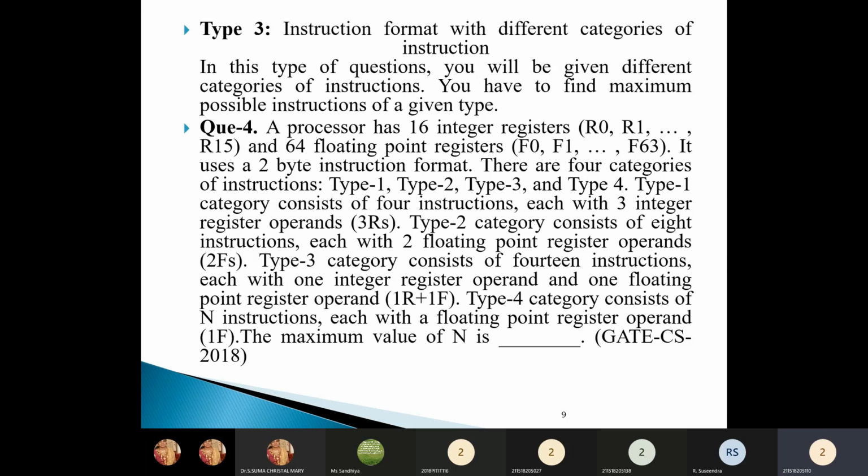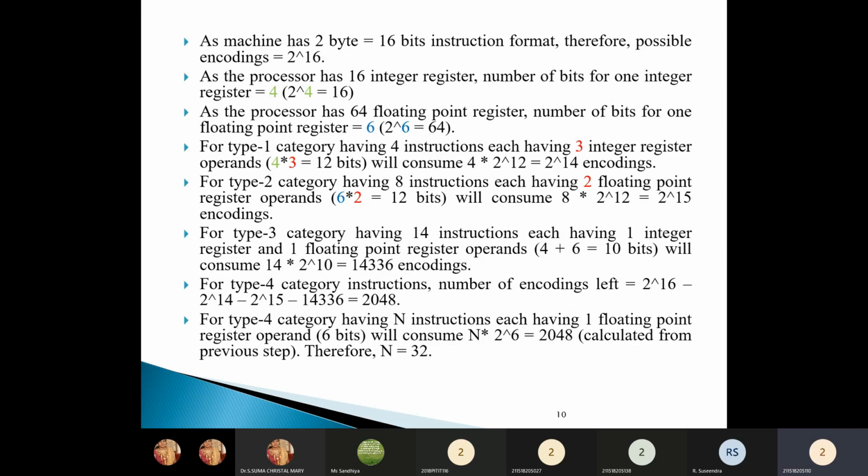Type 1 category consists of 4 instructions, each with 3 register operands, that is 3 R's. Type 2 category consists of 8 instructions, each with 2 floating point register operands, 2 F's. Type 3 category consists of 14 instructions, each with 1 integer register operand and 1 floating point register operand, 1 R plus 1 F. Now, type 4 category consists of n instructions, each with 1 floating point register operand, 1 F. The maximum value of n is. We should find the answer for this question.